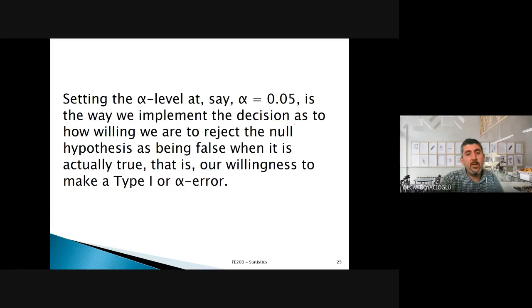So setting the alpha level at, for example, alpha equal 0.05. Okay. Setting up the alpha level, diyelim ki alpha equals 0.05 is the way we implement the decision as to how willing we are to reject the null hypothesis as being false when it is actually true. Okay. That is, bu ne demek? Our willingness to make a type 1 error or alpha error.